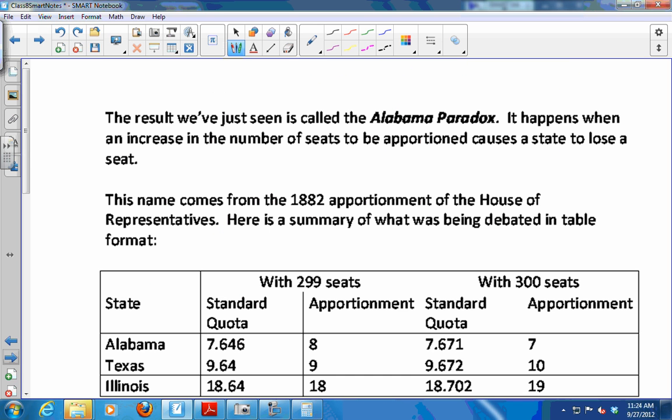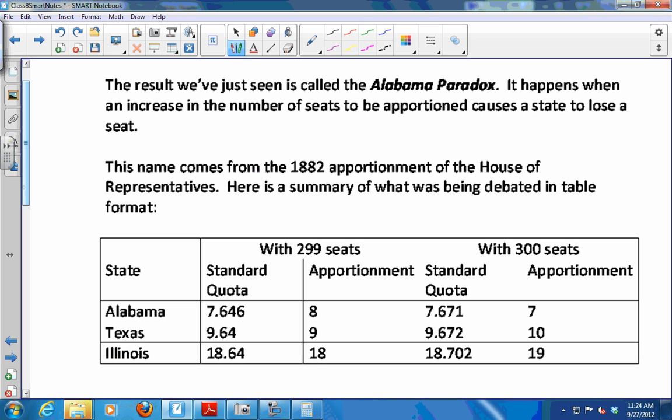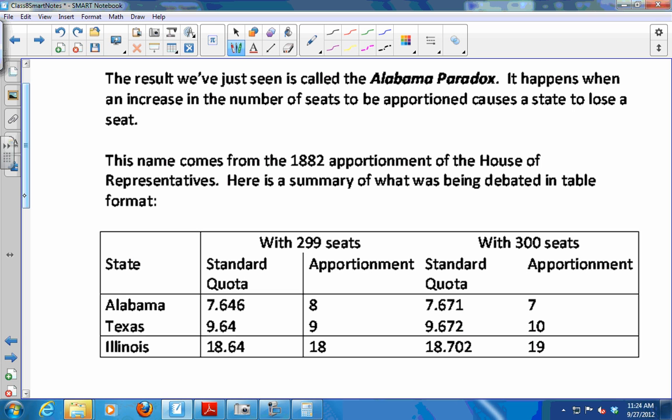So what we just saw, that's called the Alabama paradox. It happens when an increase of the number of seats to be apportioned causes a state to lose a seat. The name of it comes from the 1882 apportionment of the House of Representatives. And this is what was being debated. So there's a little table here. We had Alabama, Texas, and Illinois, like Bama, Tecos, and Ilnos, right?